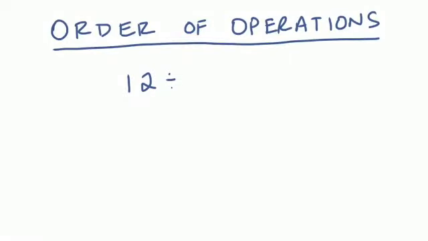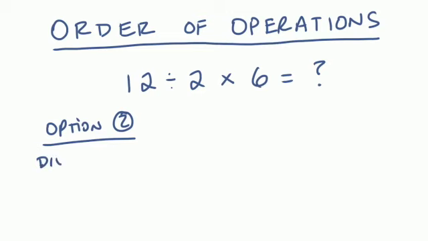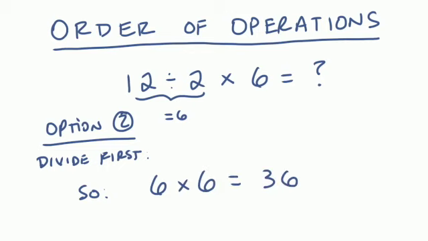But there's another option for solving this same expression. We could divide first, see what happens if we do that. So if we divide 12 by 2, we get 6. So our expression would be 6 times 6, which would be equal to 36.